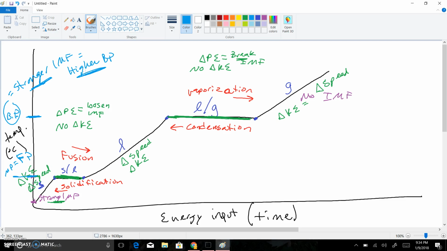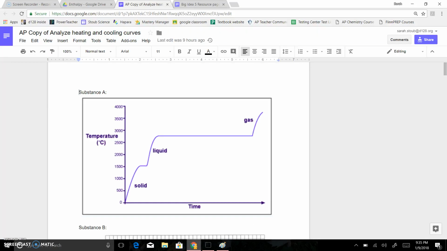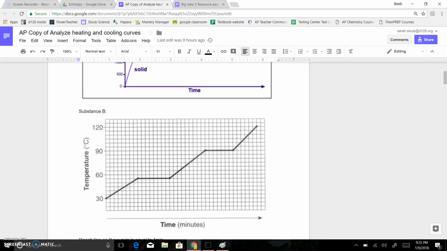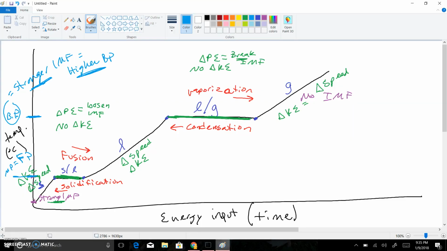So that's how I can tell from the chart that this substance A here must be something like an ionic compound to have such a high boiling point. And this substance B must be something close to water, some sort of polar molecule, in order to have a mediocre boiling point. Okay, so that's all the information for that part on what the molecules are doing.